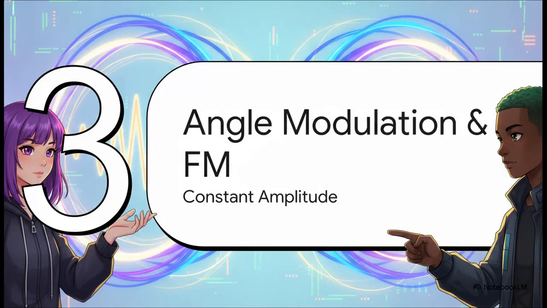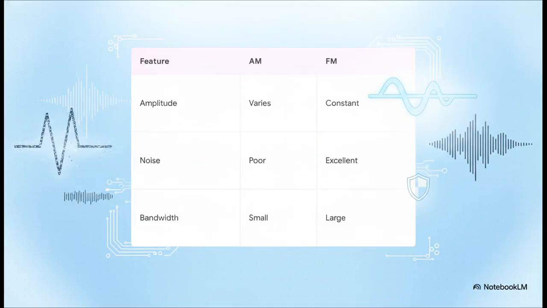All right, on to Section 3, angle modulation and FM. Look closely at the amplitude row right here. In FM, the carrier amplitude remains rigidly constant. And guys, this is FM's absolute superpower. Because noise almost exclusively attacks the amplitude of a signal, an FM receiver can simply clip the signal flat and throw all that noise right in the trash. It gives you a wildly superior signal-to-noise ratio.